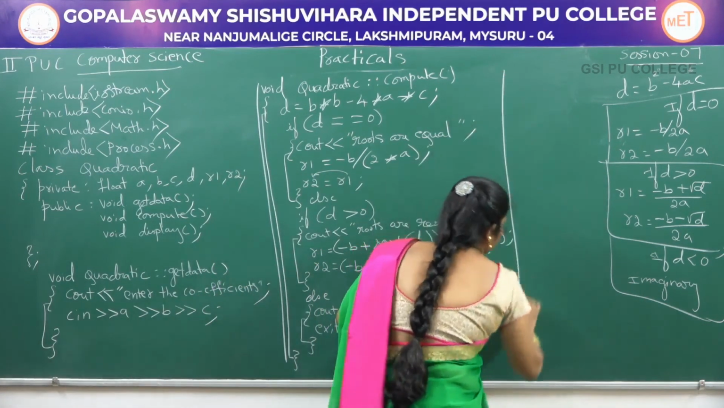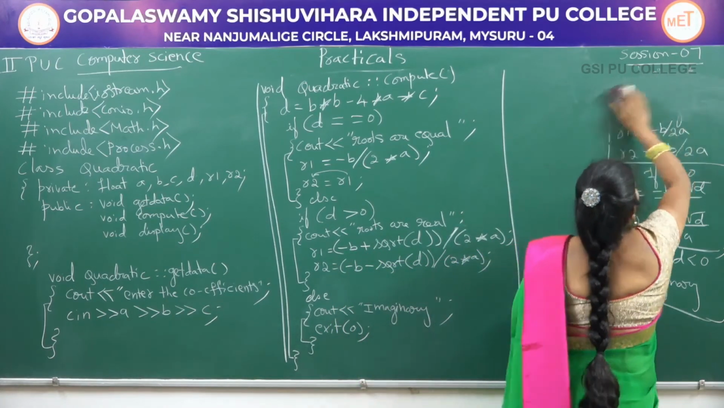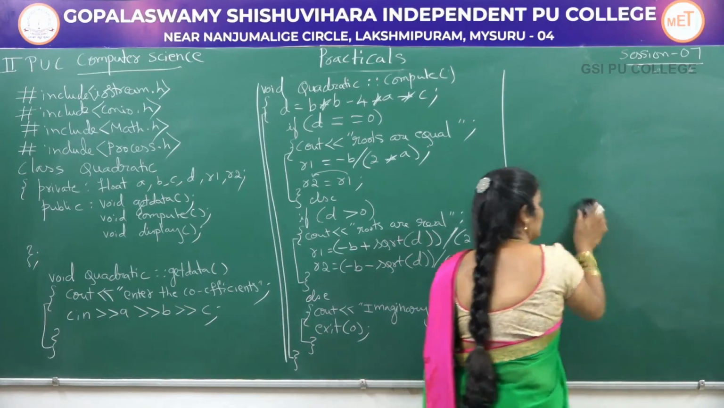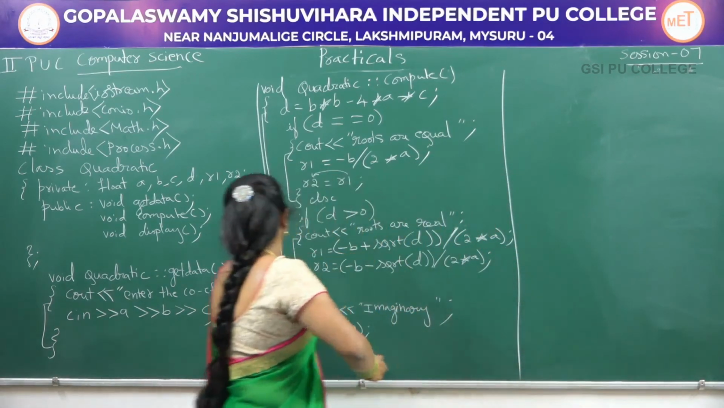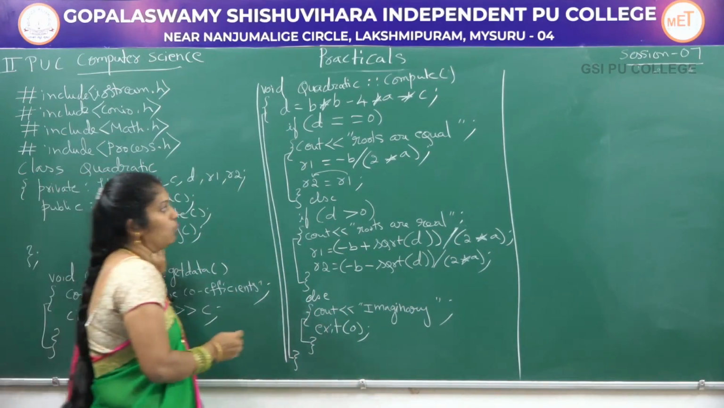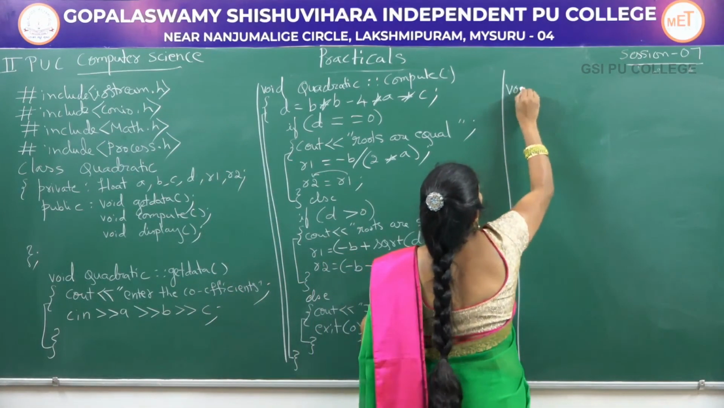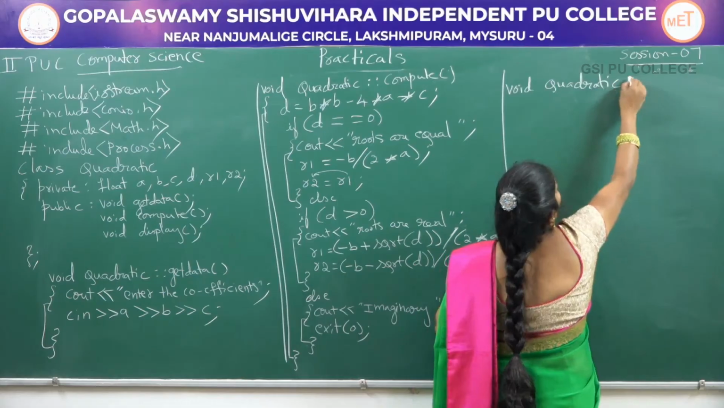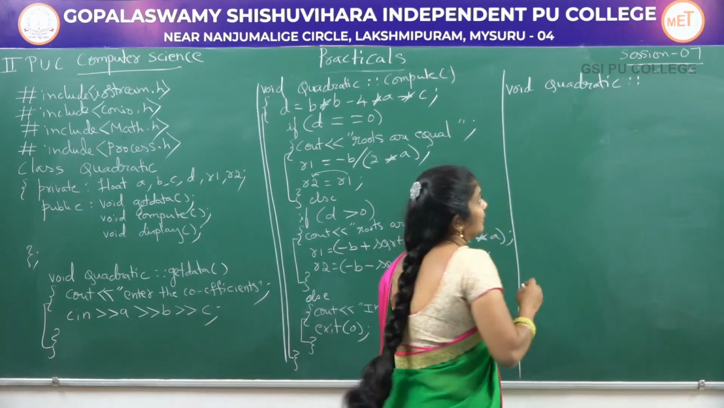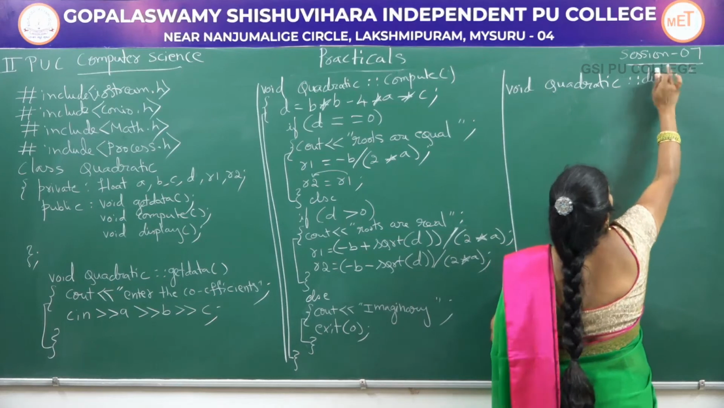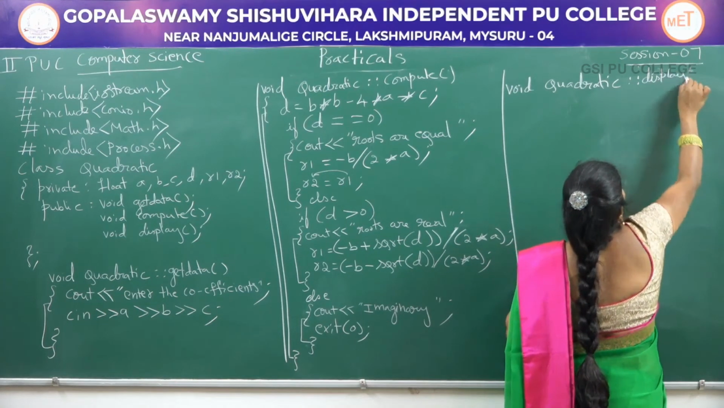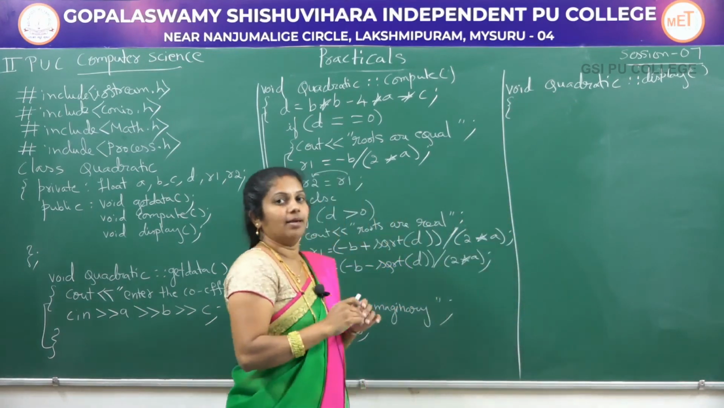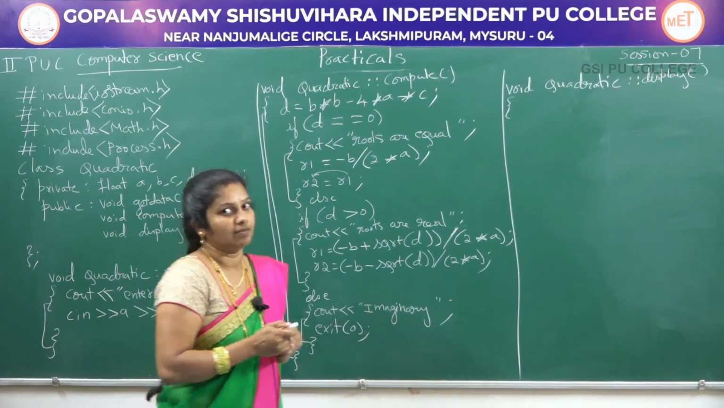Then the last one, the function is the display function. How to display the value? By using the display function. See, first how to write the statement of the display function? The return type here we have is void. That's why void quadratic scope resolution operator display function. Now, here what are the things I want to display? Only 2 things I want to display, that is root 1 as well as root 2.